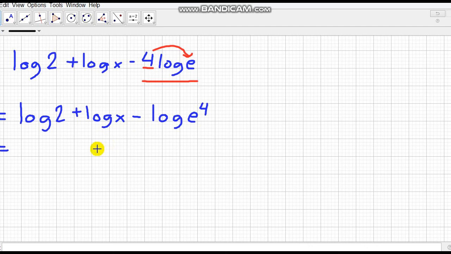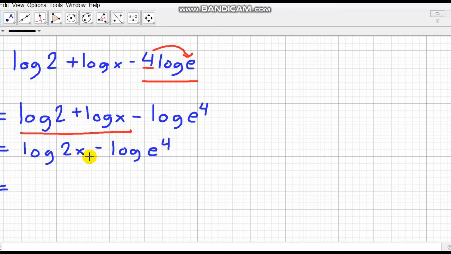Let's now apply the logarithm of a product and a quotient. Let's start with the first two terms, logarithm of 2 plus logarithm of x. Since we have an addition here, we will be applying the logarithm of a product. So we combine the 2 and x together, and it becomes 2x. So logarithm of 2x minus logarithm of e raised to the 4th power. So we have this expression now.